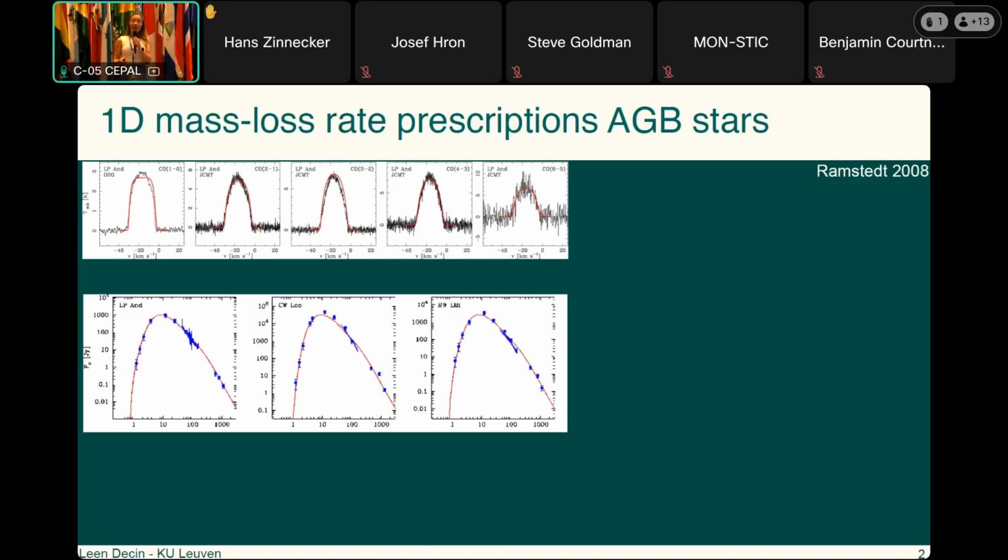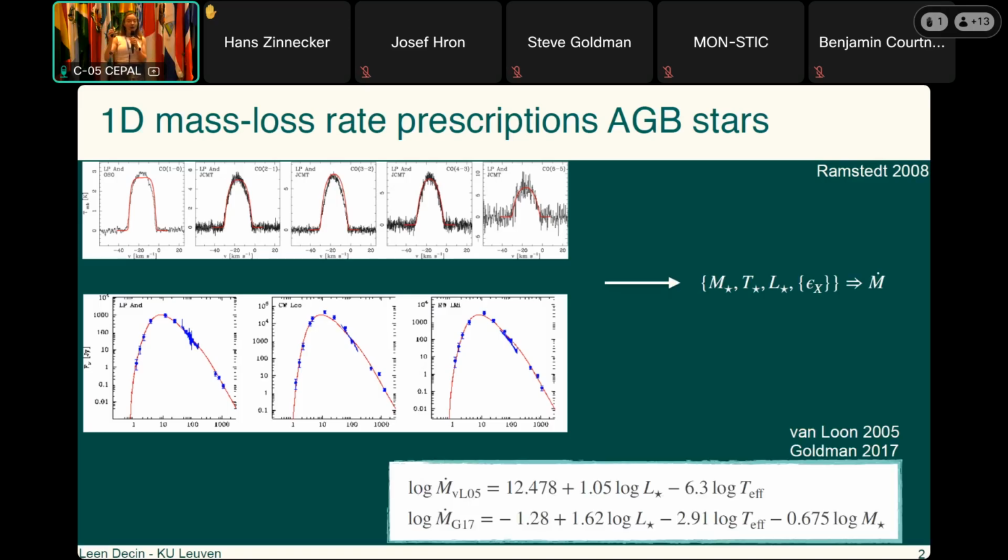These kinds of methods have been used quite frequently in the literature to analyze larger samples of data. If you do that, then you know the stellar mass and temperature, and you can relate the outcomes to a very simple analytical description that links your mass-loss rates to the stellar parameters, which people who work on stellar evolution use. These are then the key ingredients that go into codes such as the MESA stellar evolution code. I have only shown two here, but there are plenty of them.